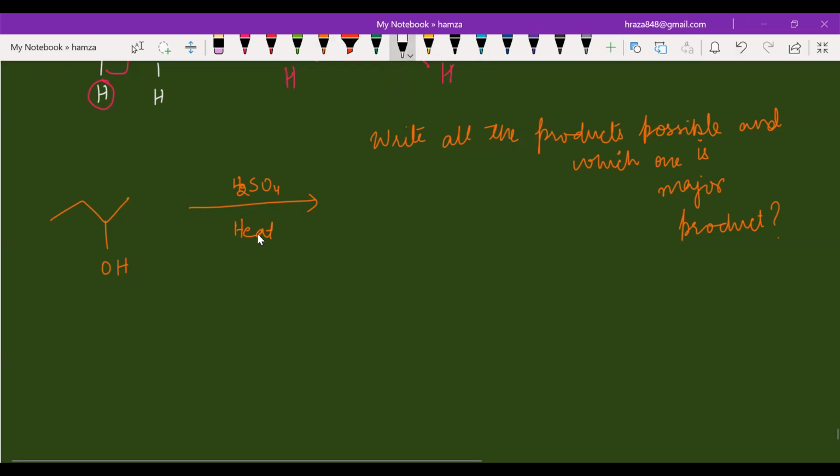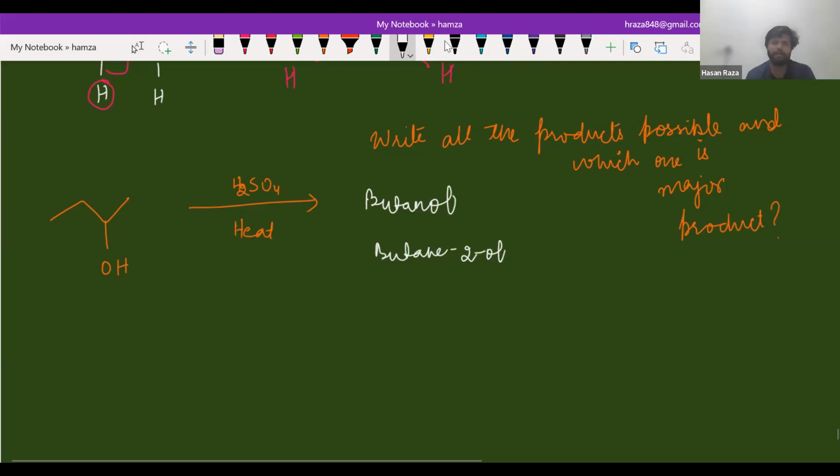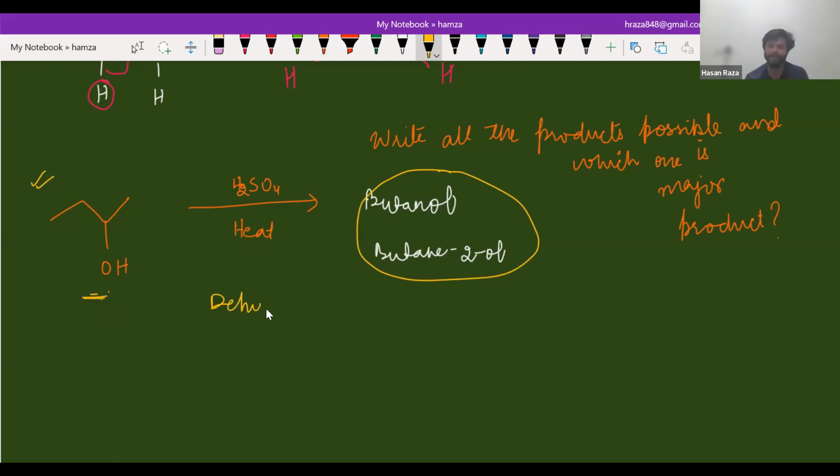The products would be butan-1-ol and butan-2-ol. These are the products you got, right? Now, can you tell me which one is more stable? Butan-1-ol and butan-2-ol. Do you know this is an alcohol? And if I am going to react it with H2SO4 and heat, will it still be an alcohol? This is already an alcohol, and we are going to heat it. That means dehydration will take place, and alkene will form, right?